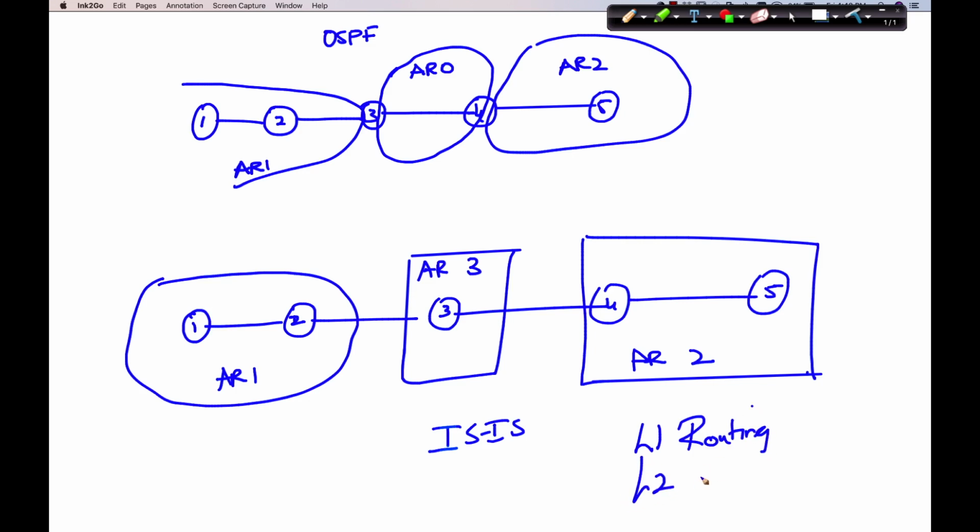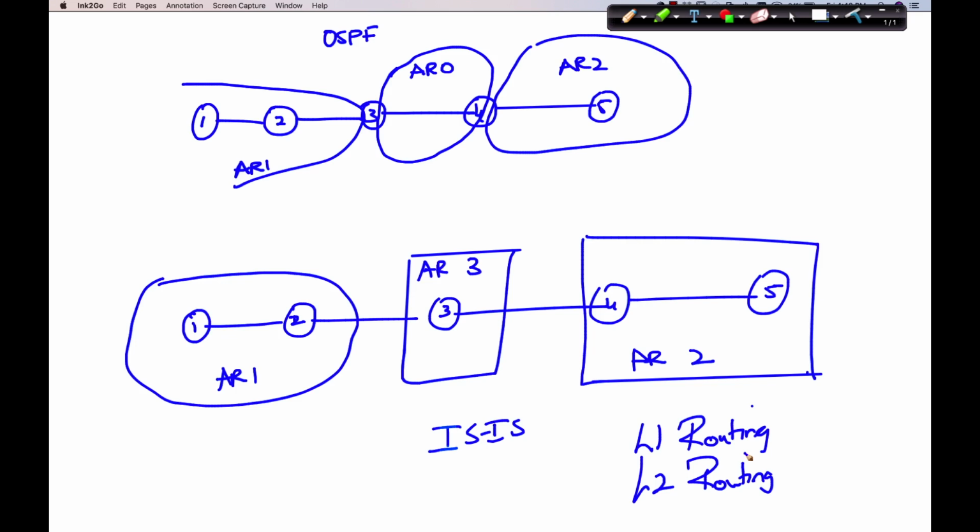We have level 2 routing. So there are two different kinds of routing. Level 1 routing is when you want to reach a destination which is in the same area. Level 2 routing would be when you want to reach a destination which is outside your area, which could be an inter-area or an external route.